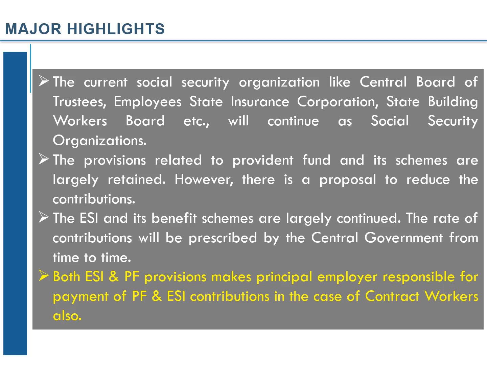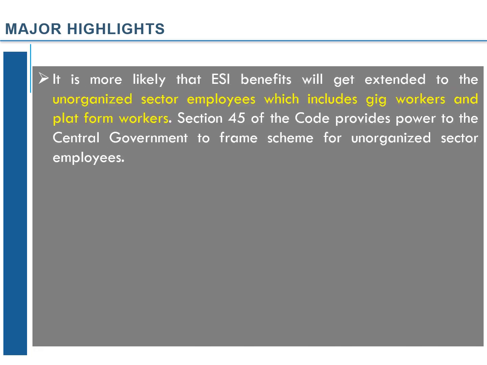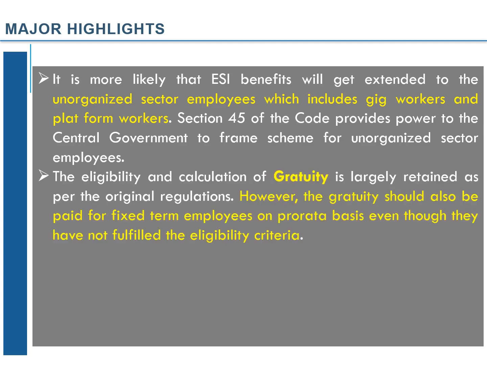Another important change which is noted is that both ESI and PF provisions make the principal employer responsible for payment of PF and ESI contributions in case of contract workers also. This provision requires a detailed interpretation. Please keep watching this channel for more updates on this topic. Now it is more likely that the ESI benefits will get extended to the unorganized sector employees, which includes gig workers and platform workers, as Section 45 of the code provides power to the central government to frame schemes for unorganized sector employees. The eligibility and calculation in case of gratuity is largely retained as per the original regulations.